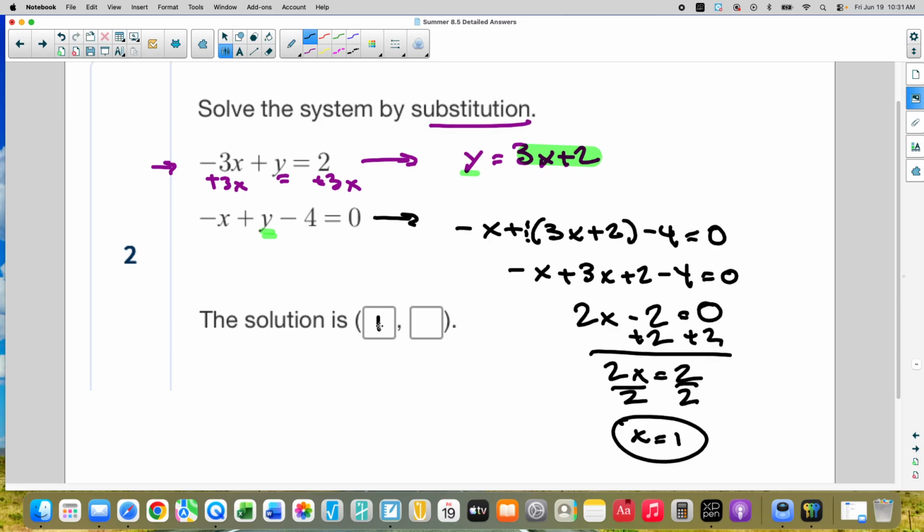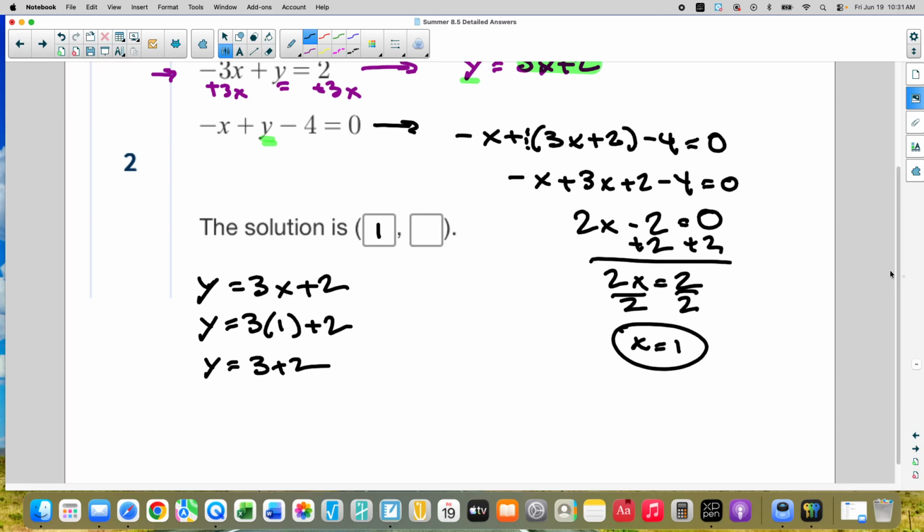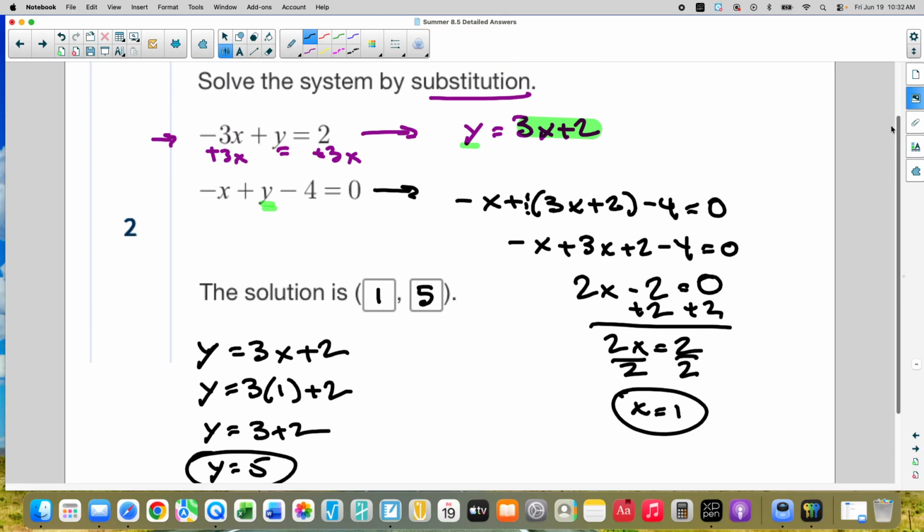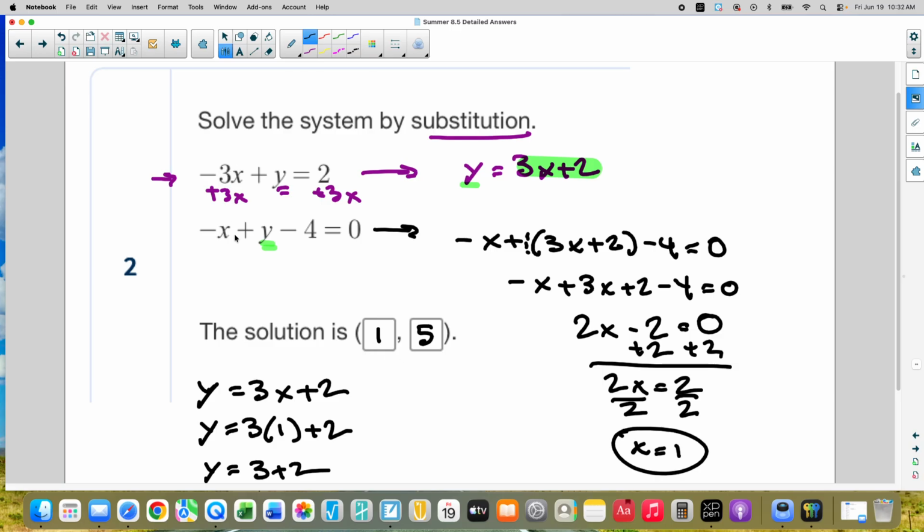Now I can plug it in. I've got to find my y value. Which equation is best to use to find my y? Well, I'd use this equation right here. So y equals 3x plus 2. I'm going to substitute the value of 1 in for that. y equals 3 plus 2. y equals 5. And I know that my solution to the system is going to be (1, 5). I can plug both of those values into both equations, and I would expect to get a true statement, that it's a solution for both equations.